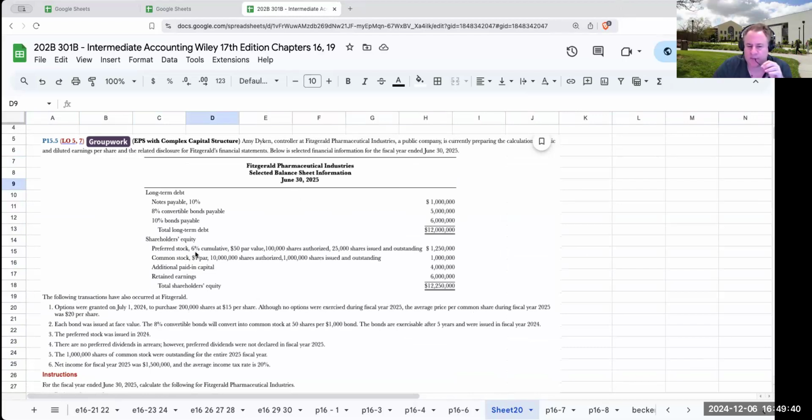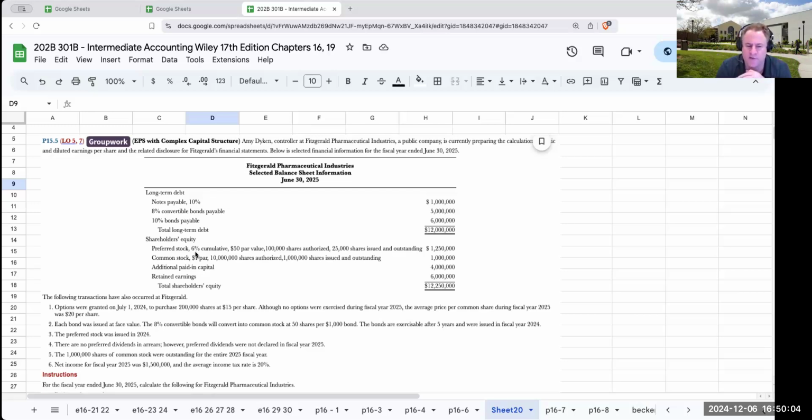Preferred stock, 6% cumulative, $50 par value, 100,000 shares authorized, 25,000 shares issued and outstanding. Now, note of this preferred stock, it's not convertible. So that's something to keep in mind. And then we've got common stock, additional paid-in capital, retained earnings.